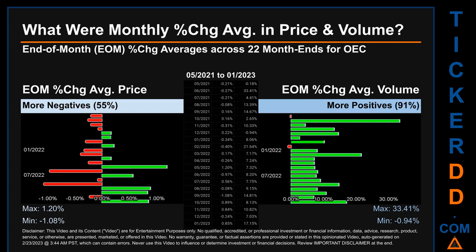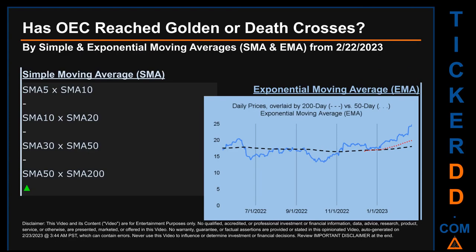In terms of volume, 20 out of 22 month ends had a positive percentage change. That is 91% of month ends saw a positive percentage change in average volume. Price saw an end-of-month max of 1.20% in average percentage change along with a minimum of -1.08%. For volume, the maximum and the minimum monthly percentage change were respectively 33.41% and -0.94%.